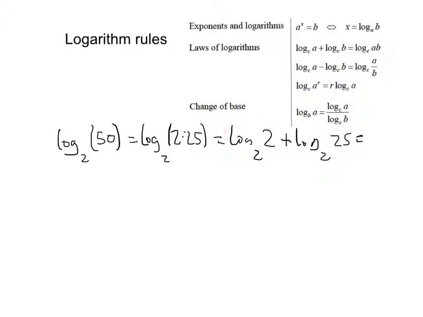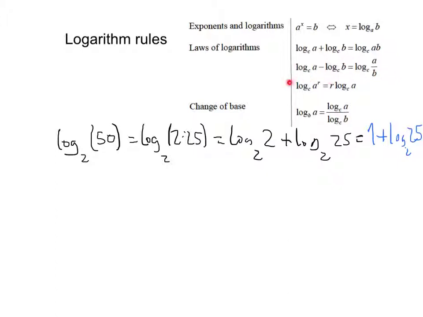But now, of course, I realize that logarithm base 2 of 2, doesn't that mean 2 to the power of something gives me 2? That's going to be 1. So that would be 1 plus log base 2 of 25. It's just another way to write these things, and I can do this because I use this rule here. And when I have 2 times 25 here, I can write log base 2 of 2 and log base 2 of 25.